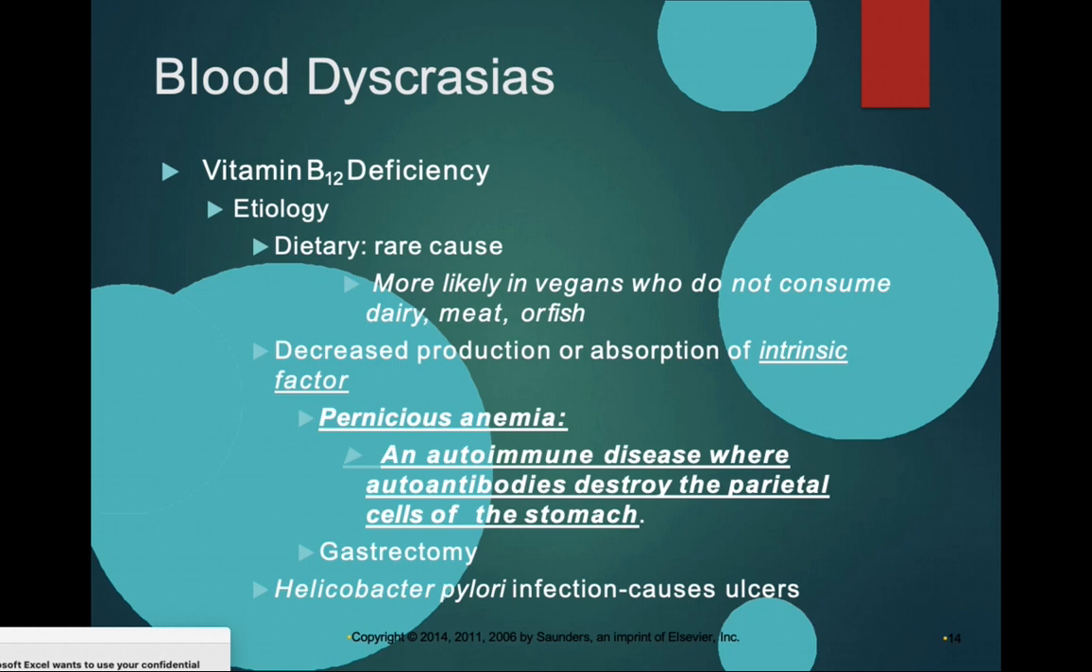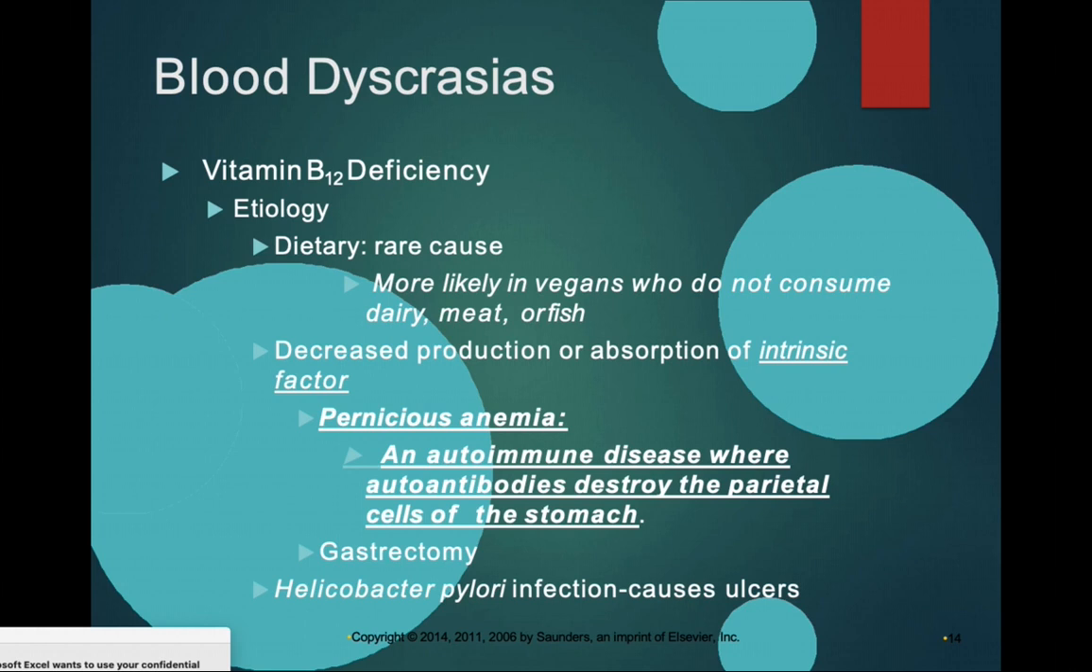In terms of etiology, who's more prone to it? In terms of diet, it's more likely in vegans who do not consume dairy, meat, or fish. There is an argument that greens and vegetables have B12 living on them, and they do. It is just not as highly absorbable as the B12 found in dairy, meat, or fish.